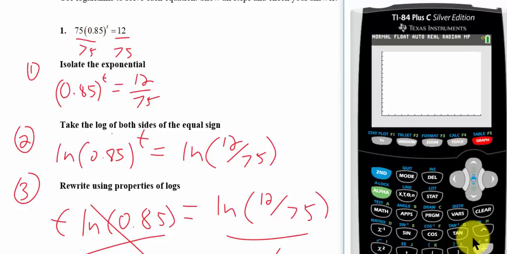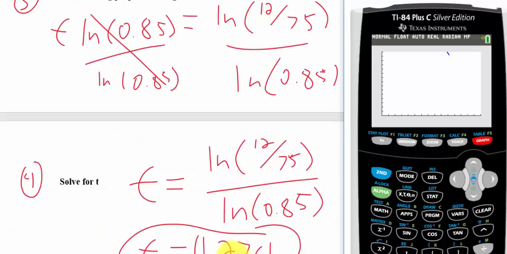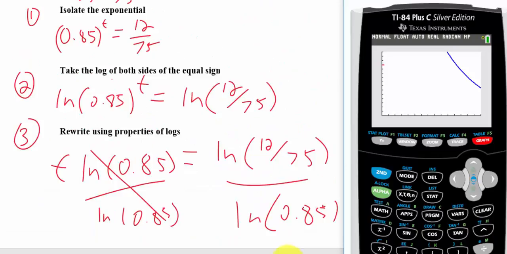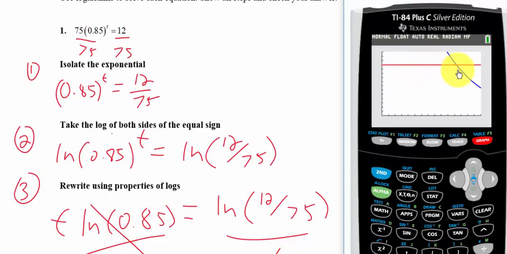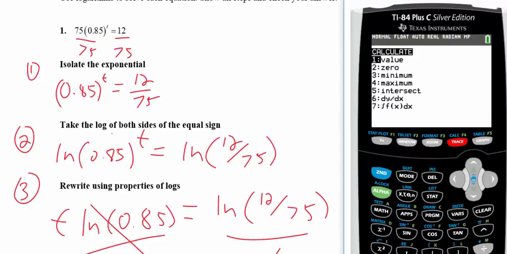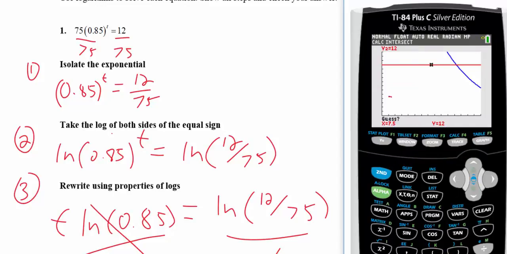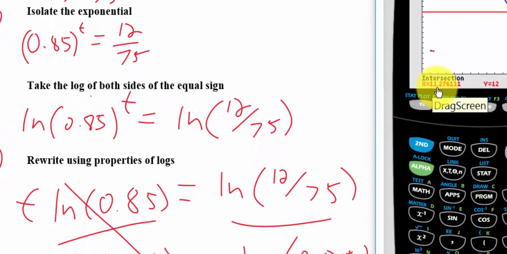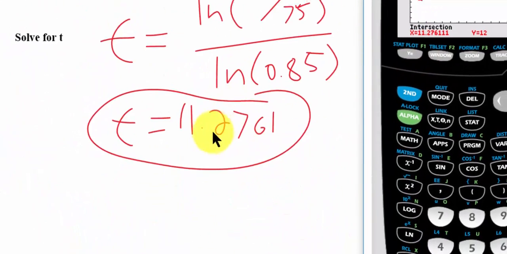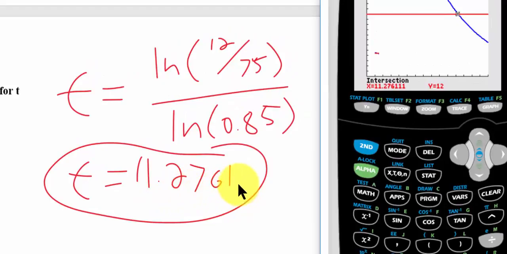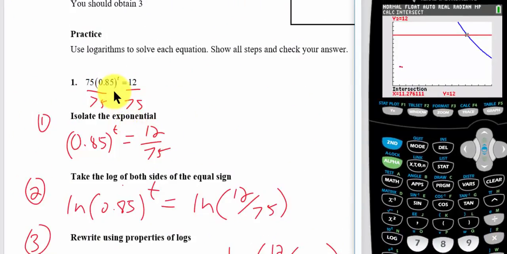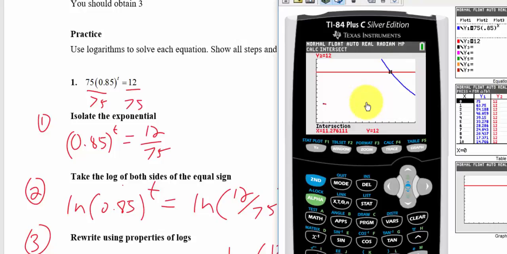I press graph, and the intersection should happen at 11.2761. Let's see if it does. Okay, so far so good. Press second, trace, 5, enter, enter, enter, and look at that, 11.27611, which is what we found. So we've actually solved this twice. We used logarithms to solve the problem, and we solved the problem by graphing. If on a test you decide to solve this problem by graphing, please make sure you actually sketch the graph and label the intersection.